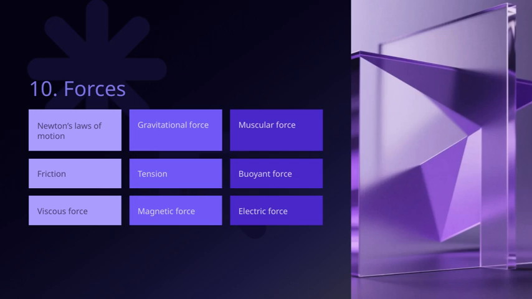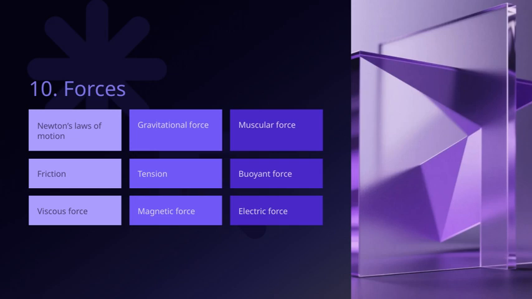First, we have the electric force, which is the force between electric charges. It's responsible for many phenomena, from static electricity to how particles interact at the atomic level. Next is the buoyant force, which is what makes objects feel lighter when they're submerged in a fluid like water. Think of how a boat floats.